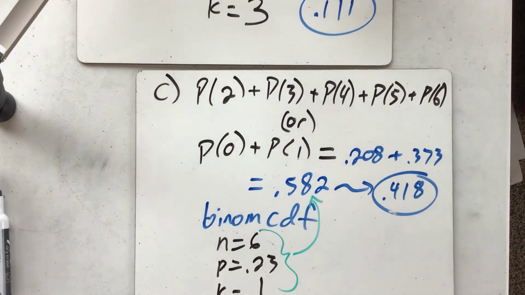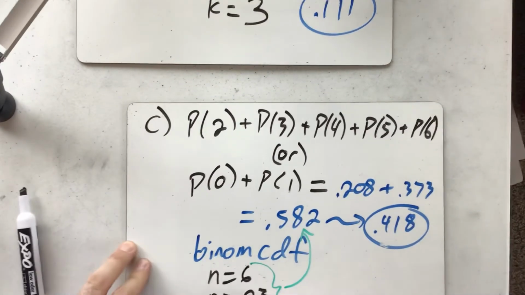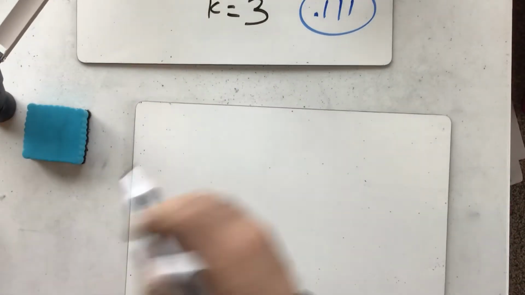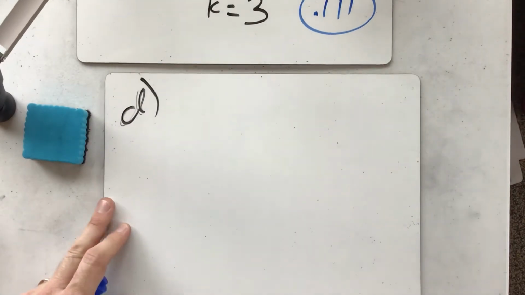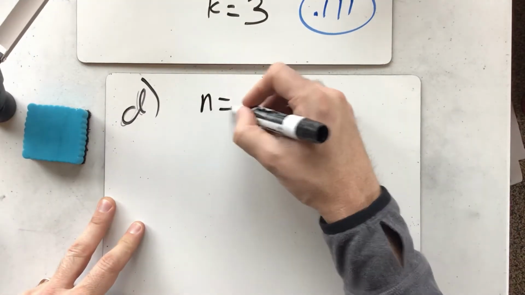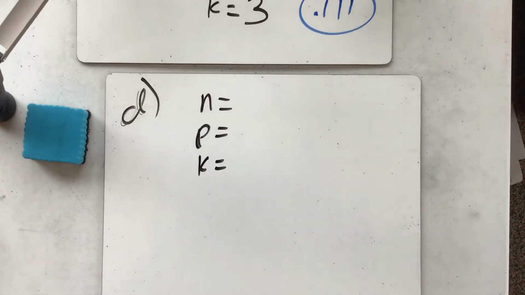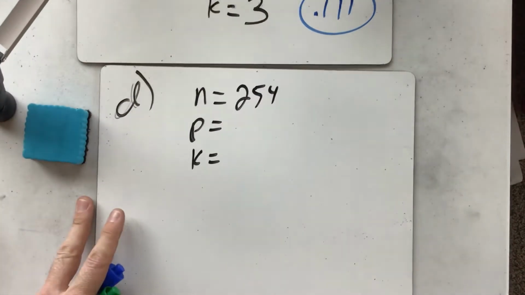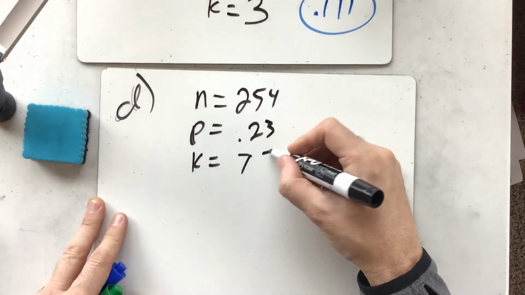Okay, finally, let's look at part D and see what happens on part D. So part D, we've changed it up a little bit. And so part D, we've said Messi is now going to take 254 shots. And we want to know what's the probability that he scores exactly 75 goals. So that means we now have 254 shots. And our P is now 0.23, and our K is 75.